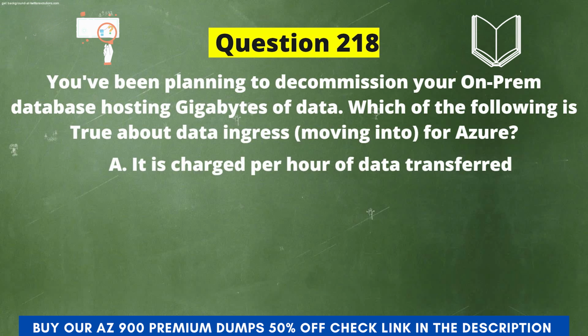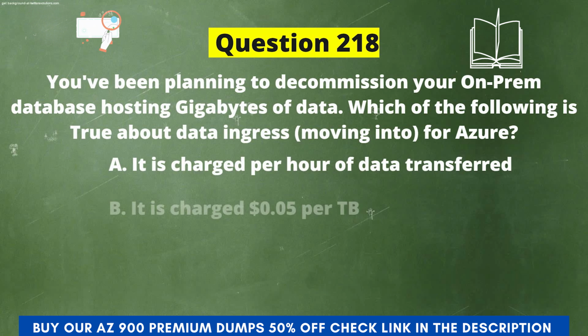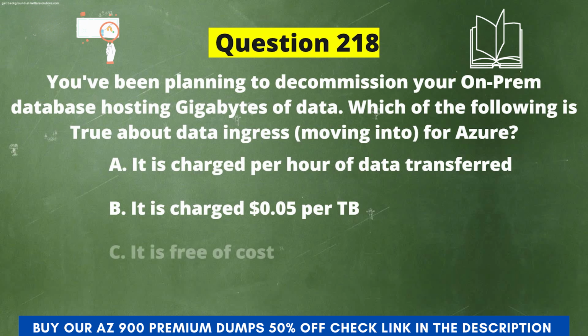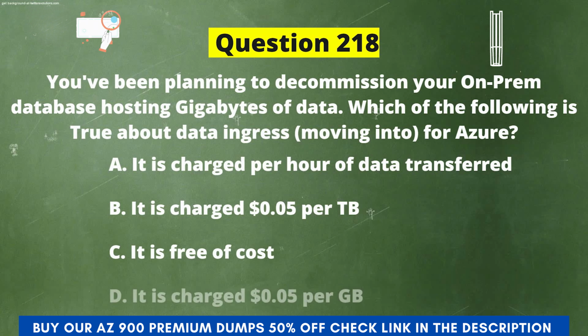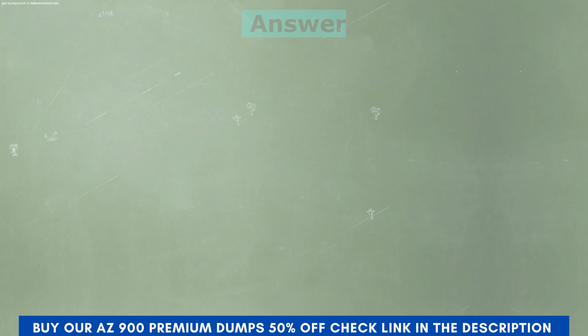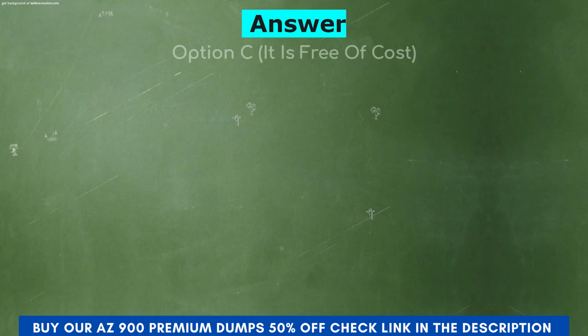It is charged per hour of data transferred. B. It is charged $0.05 per TB. C. It is free of cost. D. It is charged $0.05 per GB. And the correct answer is option C. It is free of cost.